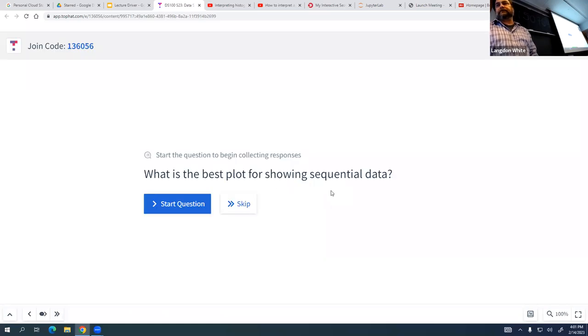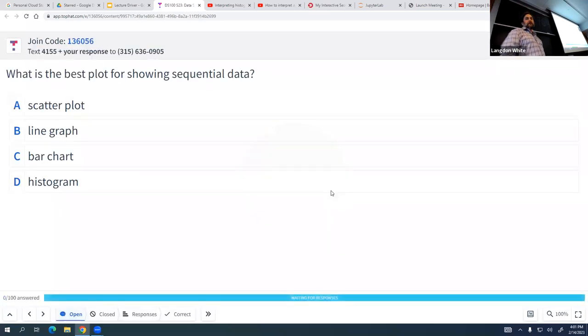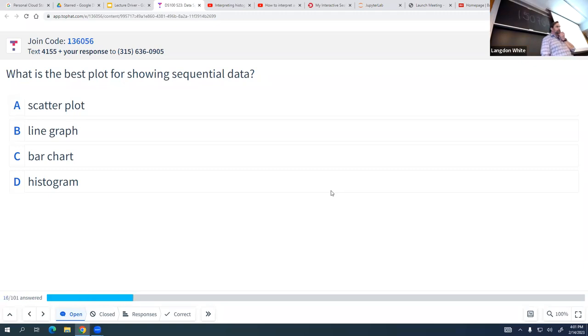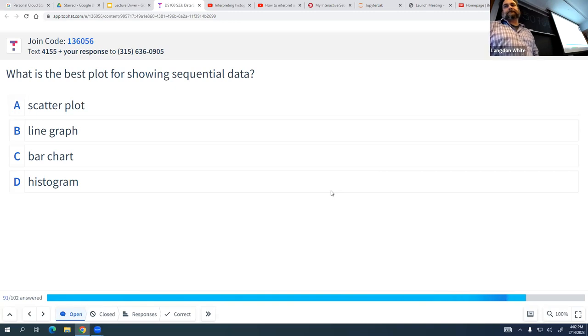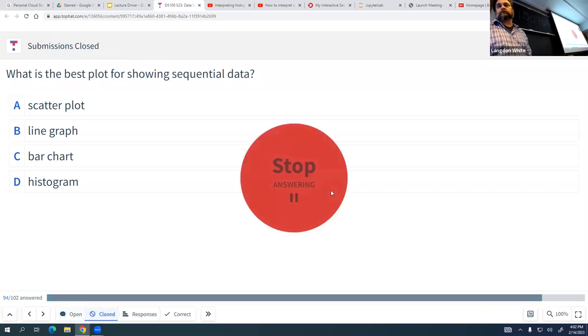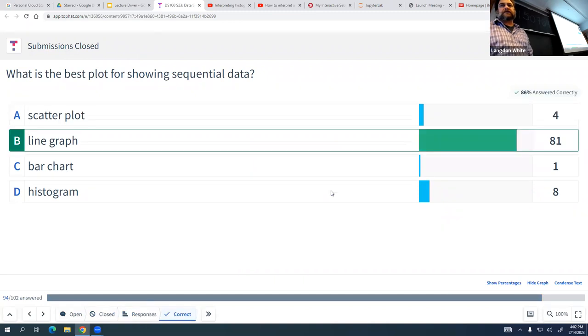All right, another question. They're always kind of a surprise to me. So what's the best plot for showing sequential data? This has a little bit of an accidental trick questionness to it. All right, get your answers in. 3, 2, 1. All right, so a line graph.